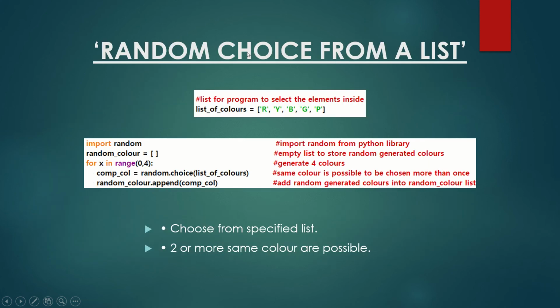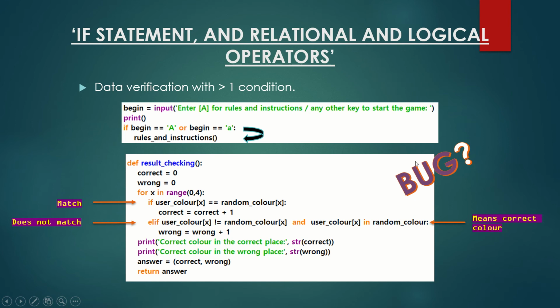The next technique is about generating a random choice from a list. I use this method by importing random from the Python library in order for the program to choose elements from the specified list randomly via random.choice. There is a possibility for the program to choose 2 or more of the same color.